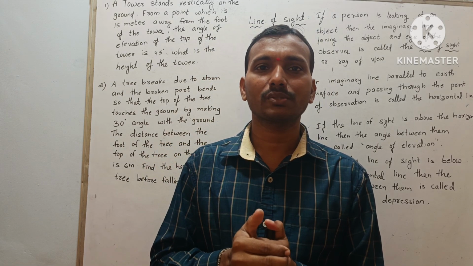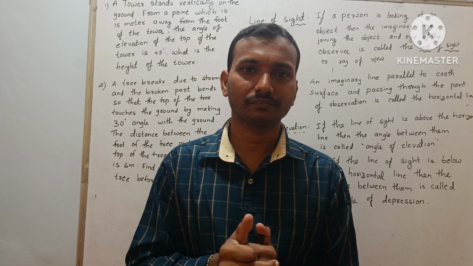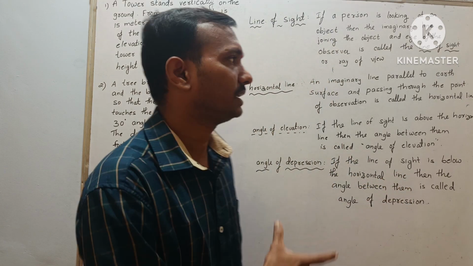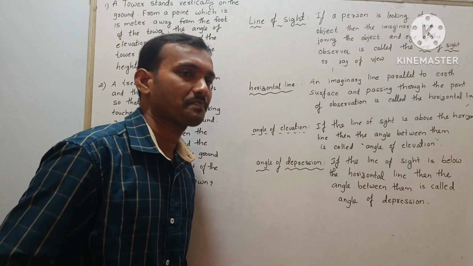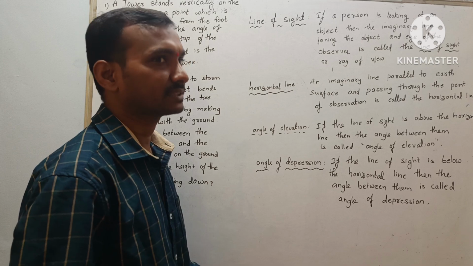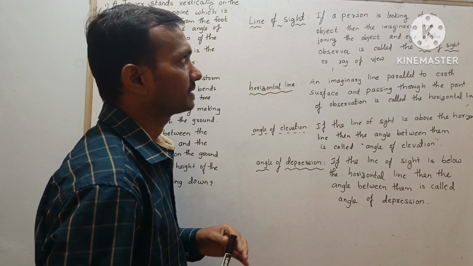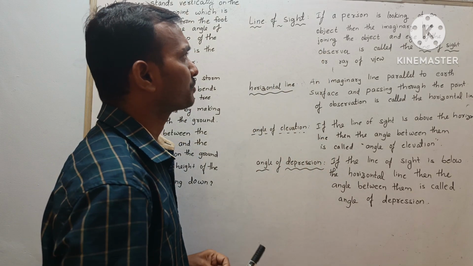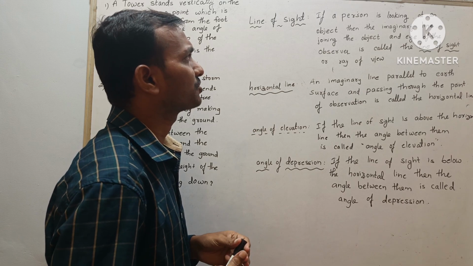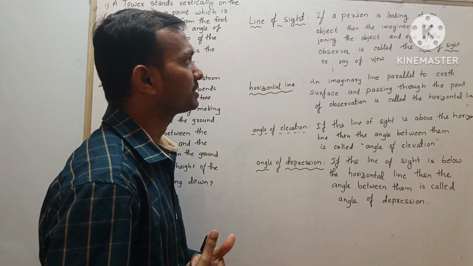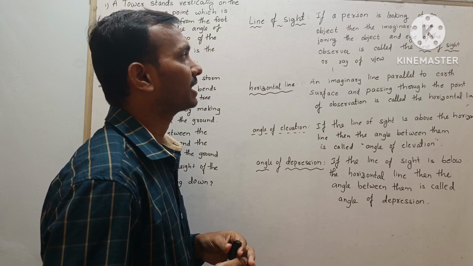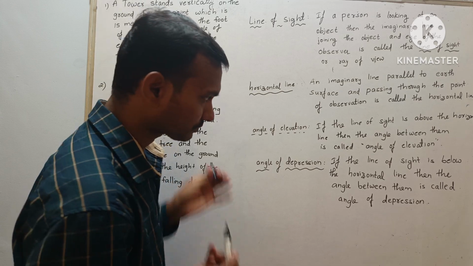Before going to solve the problems of trigonometry, we have to see some definitions. The first one is line of sight. A person is looking at an object, then the imaginary line joining the object and the eye of the observer is called line of sight or ray of view.